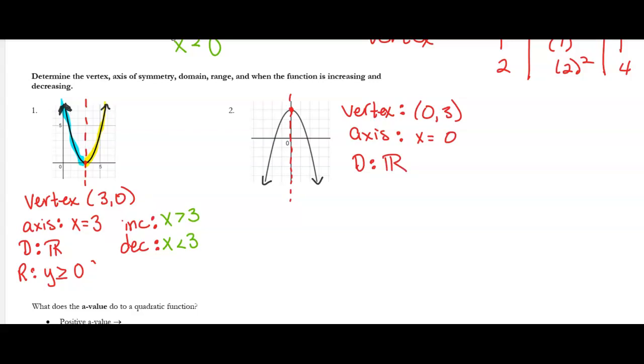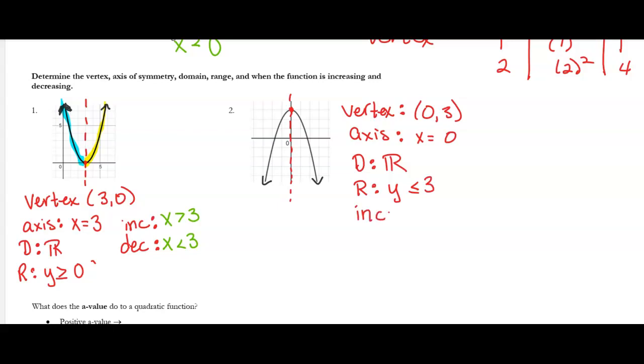And then our range, we haven't had a range like this. This one's not pointing up, it's pointing down. So hopefully you recognize that it was less than or equal to, and it's less than or equal to its highest point, which is the y value of the vertex, which is 3.